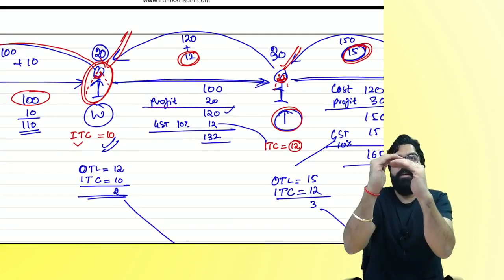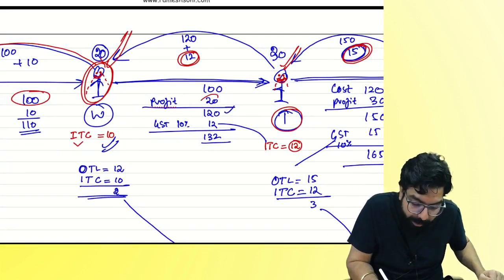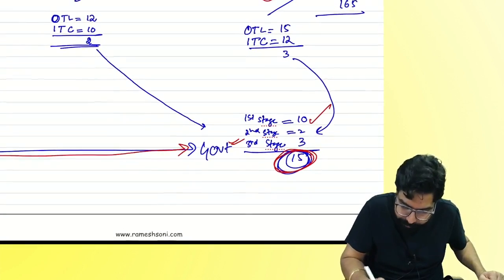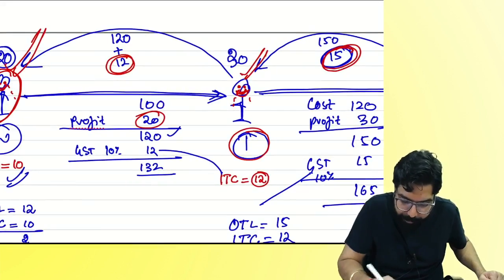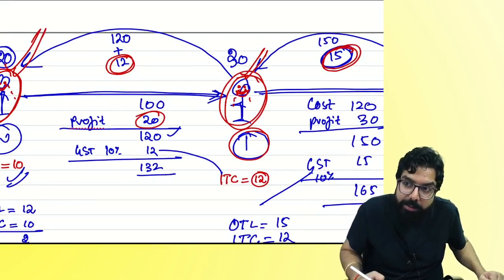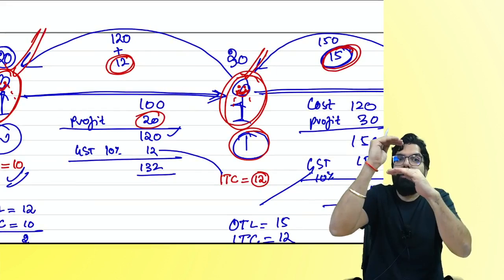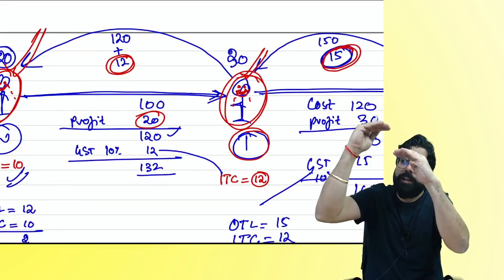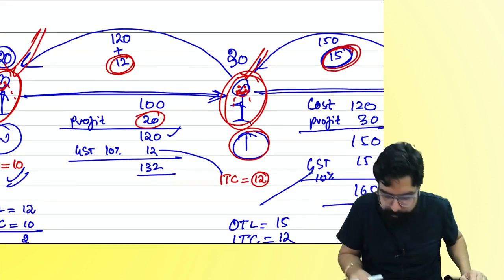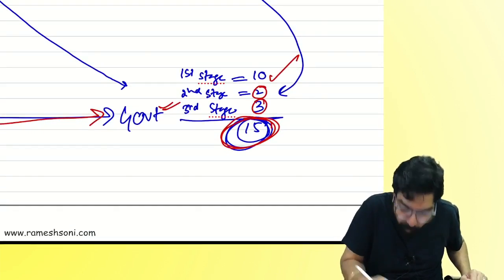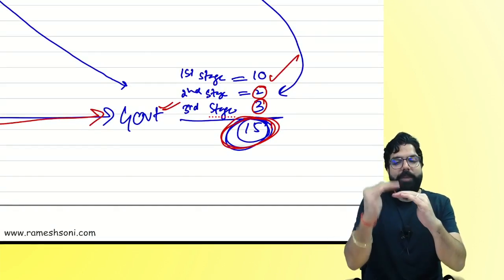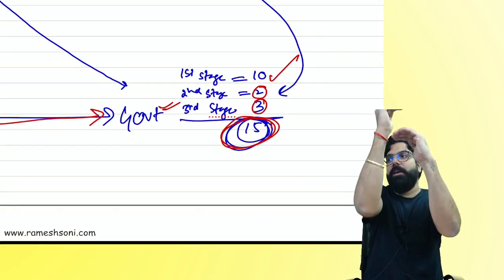100 rupees was already there. How much addition did the wholesaler do? 10% of 20 is how much? 2 rupees. How much value addition did he do? 120 was already done. He added value of how much? 30. 10% of 30 is how much? Government got 3 rupees. So whenever any value addition happens, government will get the tax.